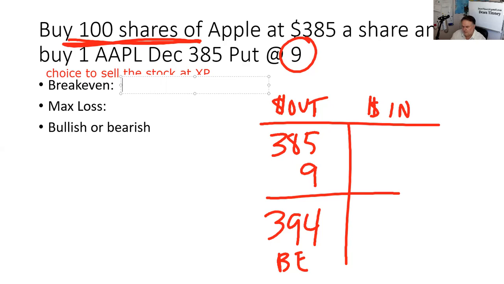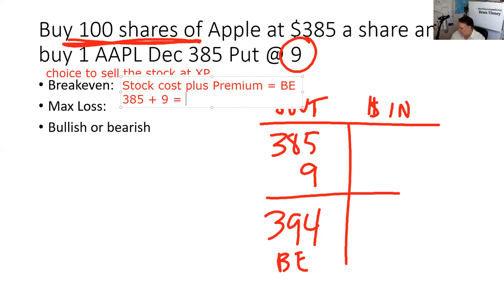Excuse me. It's the stock cost plus the premium equals our break even. And so here we paid $385 for the Apple, and we paid 9 points for the protection. And so our break even is $394. Please note, this is the one time and the one time only that it's a put. It's not put down because this is not an option position.